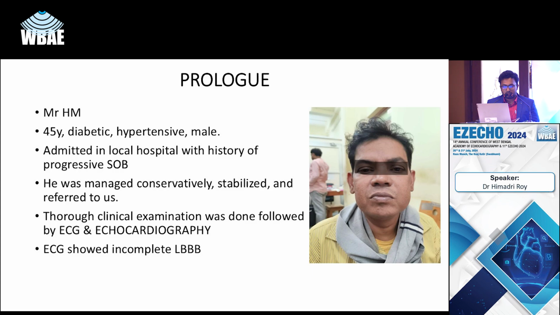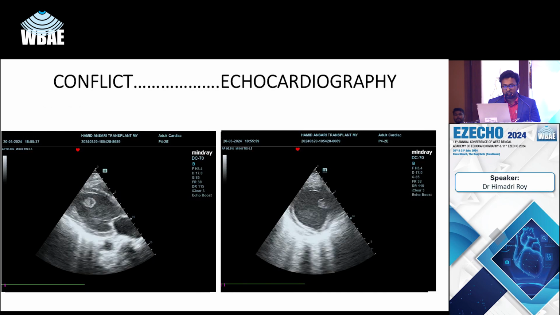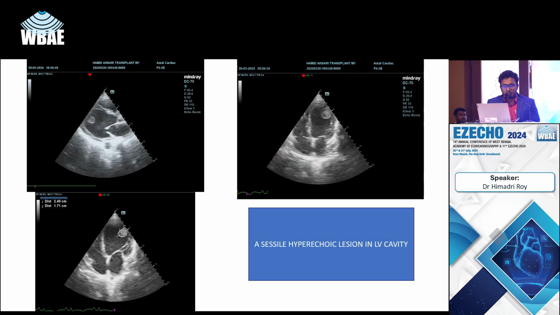A thorough clinical examination was done, followed by ECG and echocardiography. ECG showed incomplete LBBB, and then we went for echocardiography. The conflict becomes evident here. In the background of spontaneous echo contrast and poor ejection fraction, there was a mobile sessile mass in the LV cavity. It was measured at around 25 millimeter by 18 millimeter.